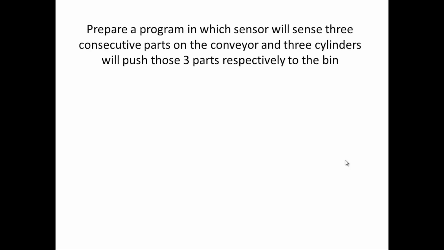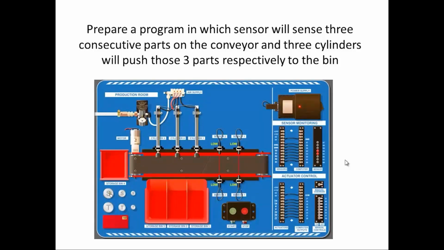Here we are asked to prepare a program in which a sensor will sense 3 consecutive parts on the conveyor and 3 cylinders will push those 3 parts respectively to the bin. Here we can see a diagram of the setup. I'm going to explain this diagram in the next slide.